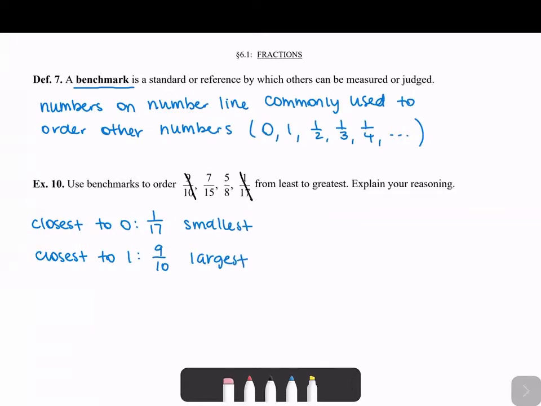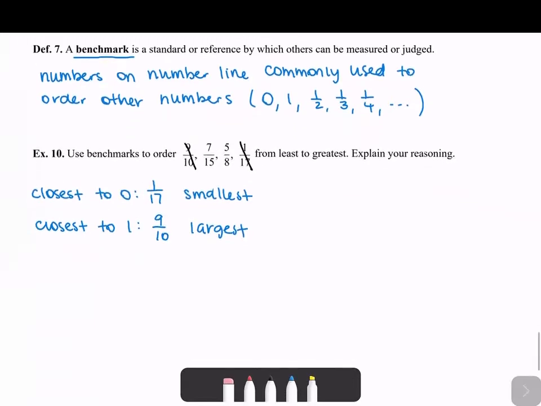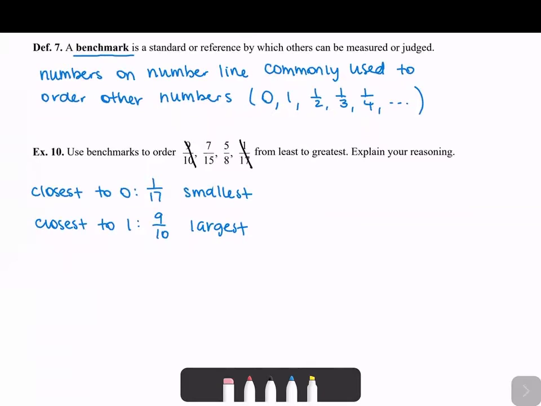Okay, so now we've said that 7/15 is in the middle and 5/8 is in the middle. What I mean by middle is these are both close to 1/2, because half of 15 is 7.5 and half of 8 is 4, and 7 and 5 are respectively each close to those values. So I want to start comparing 7/15 and 5/8 to 1/2.